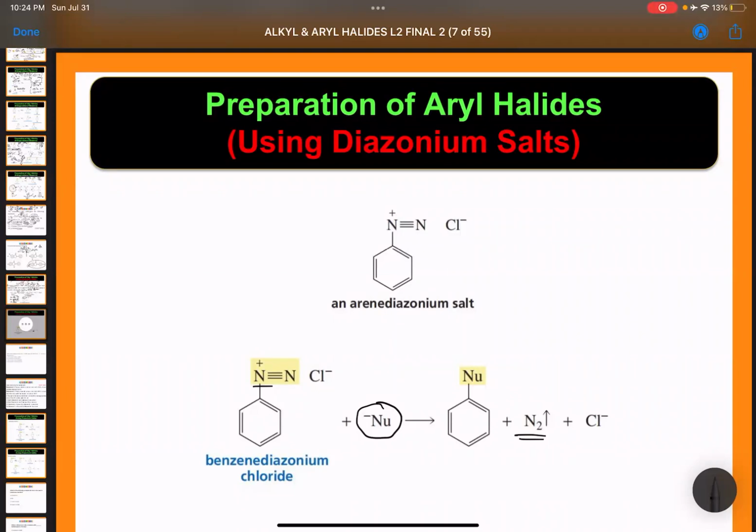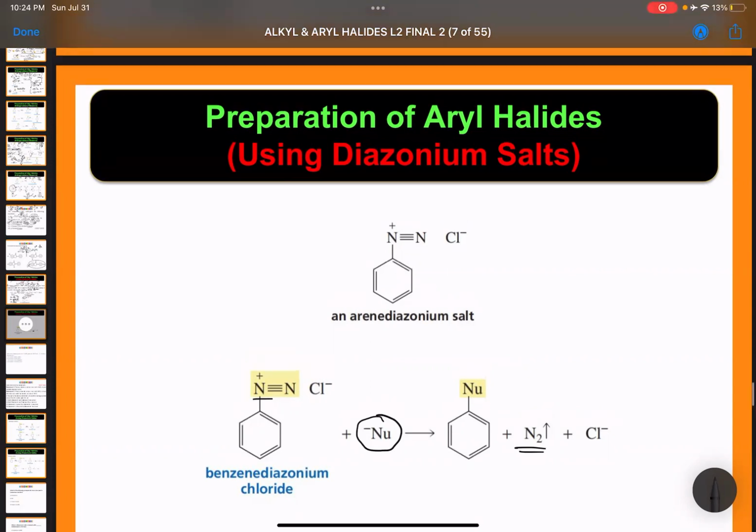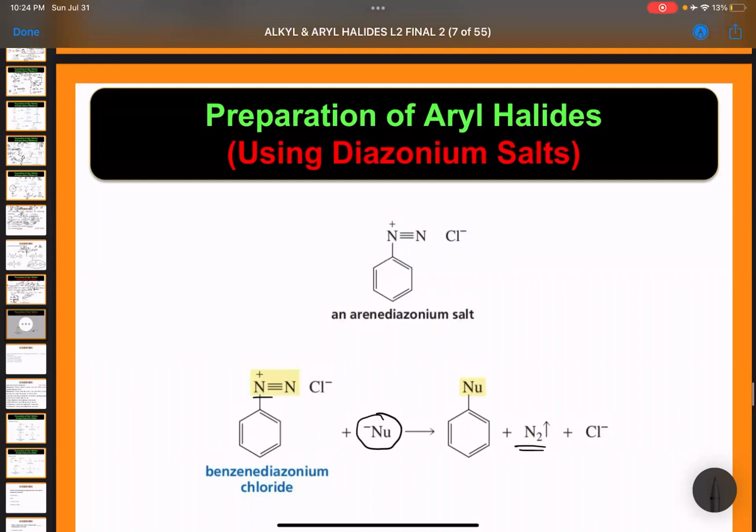So let me summarize it quickly, and that will clarify all your doubts. First you take benzene, you do its nitration by taking nitric acid. You create NO2 plus by taking the HNO3 and H2SO4 mixture, and NO2 plus will get attached to benzene, so that will give you nitrobenzene. The first step is nitration.